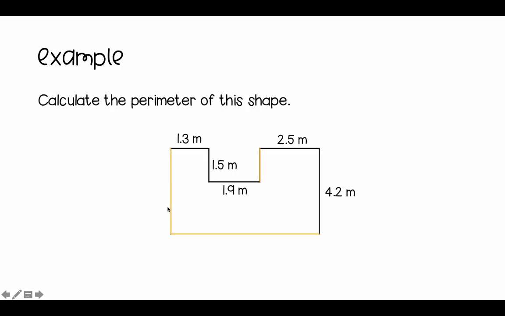We can see that this length is the same as this one because it's a rectangle. So we can say that this one is 4.2 meters. We can also do the same with this short length here because it's the same length as this one here, which means it's 1.5 meters. Now this bottom one is the more tricky one because this length here is the same as this one and this one and this one. So we need to add them all together.